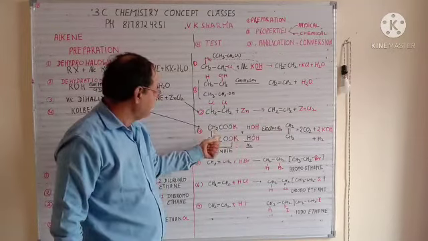Same way you take HOH, which is again water. One H will go at this end and one OH will go at this end. So you will get CH3, CH2 and OH, CH2OH. So ethene with water gives you ethyl alcohol. Same way propene with water gives you propyl alcohol. Butene with water gives you butyl alcohol. So this is the way your reaction proceeds.